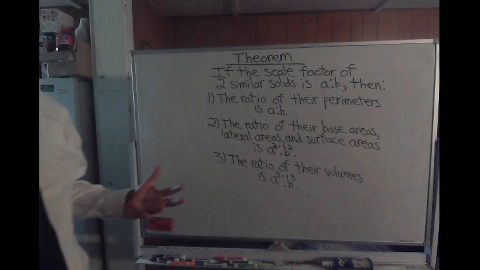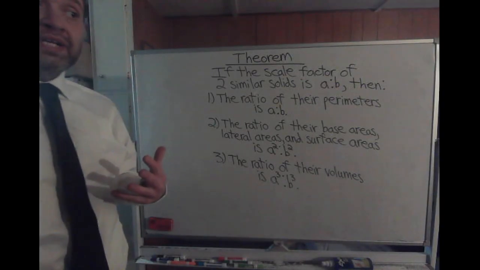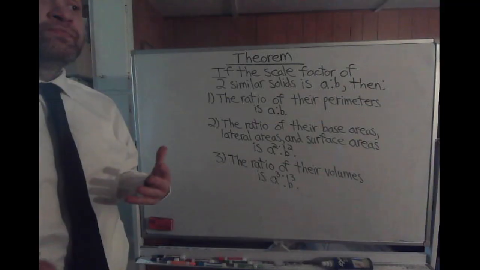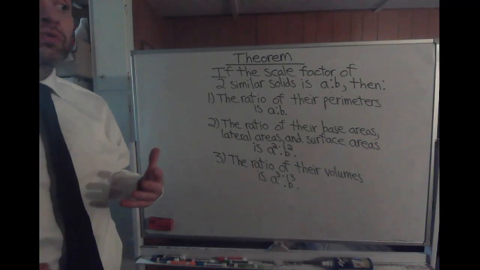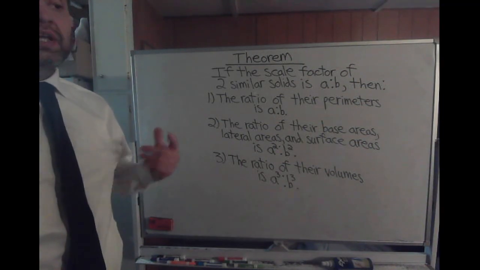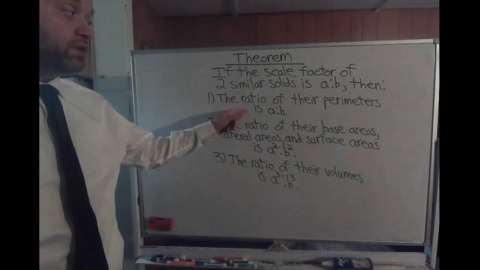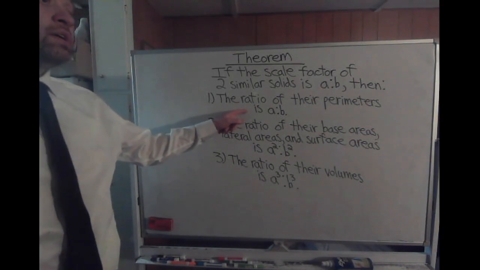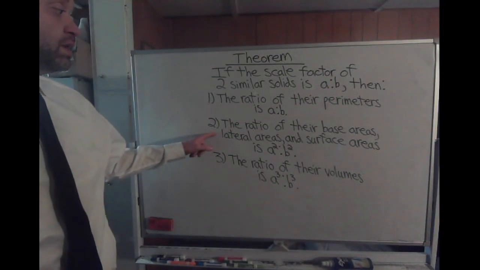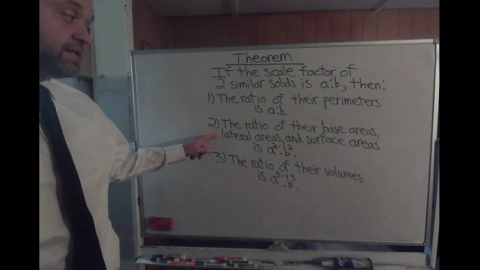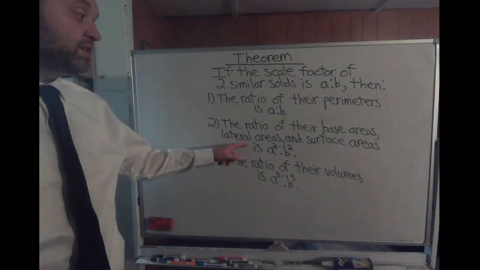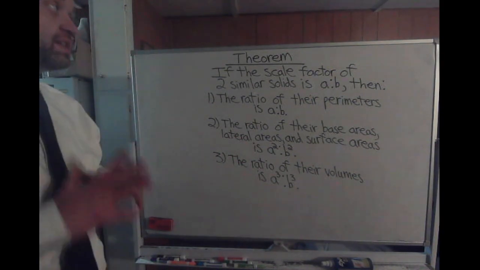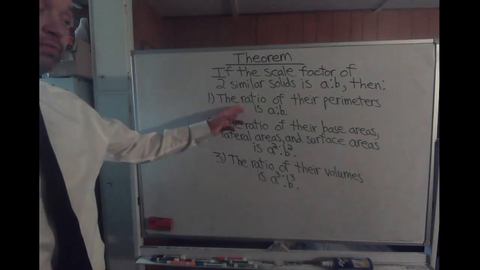So if you're trying to find the perimeter of the base, so you can find the lateral area, or find the circumference of a cylinder or a cone to find the lateral area of those, the ratio of the perimeters is a to b. Now part two, the ratio of the base areas, lateral areas, and surface areas is a squared to b squared. So like in the last lesson, if your scale factor was a to b, your perimeter will be a to b.